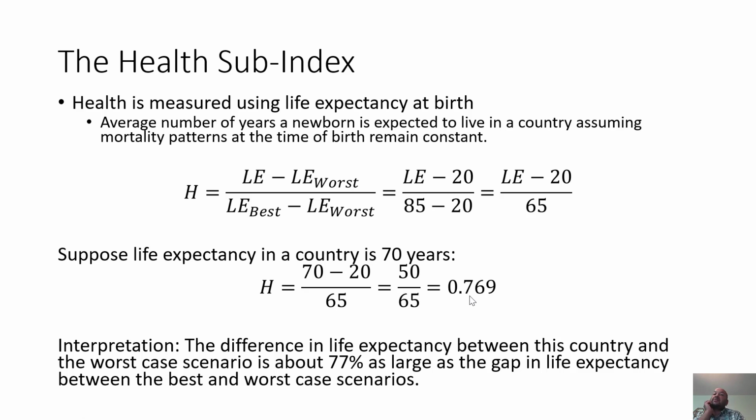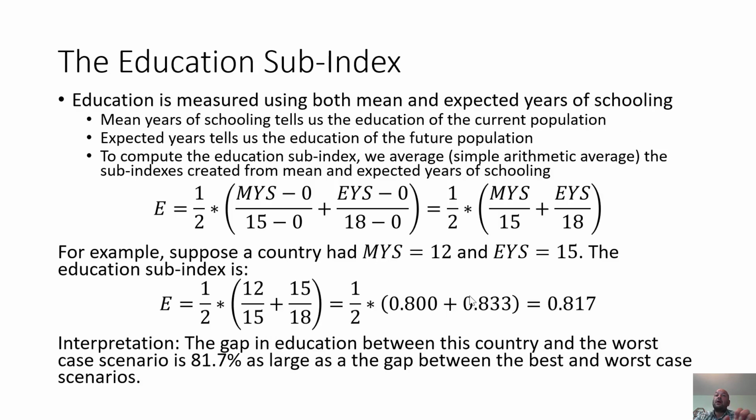So the way that we can interpret this basically is that the gap in life expectancy between the country we're looking at and the worst case scenario is about 77% as large as the gap in life expectancy between the best and the worst case scenarios, right? So it's certainly not the best, but it's further away from the worst case scenario than it is from the best case scenario.